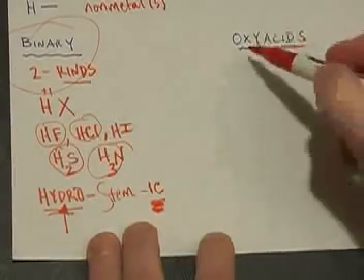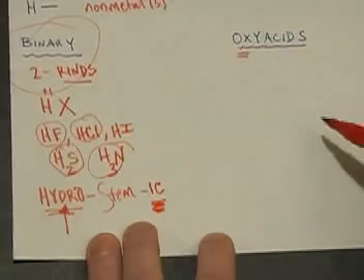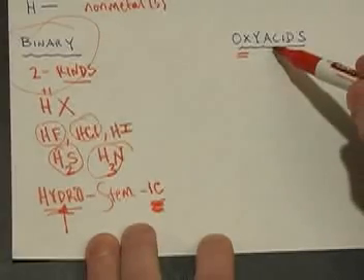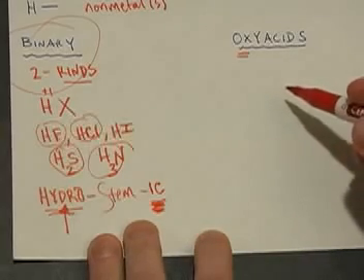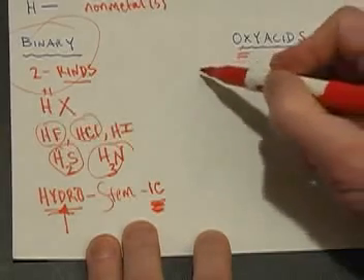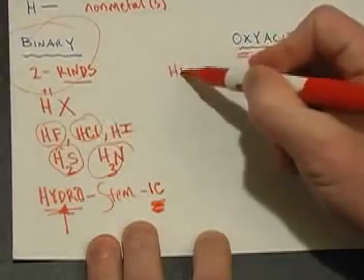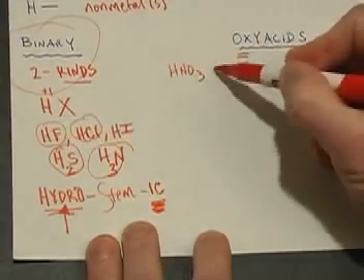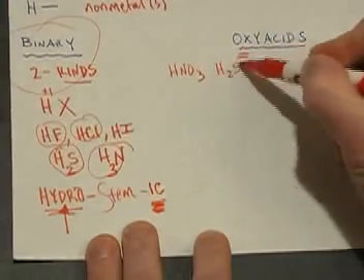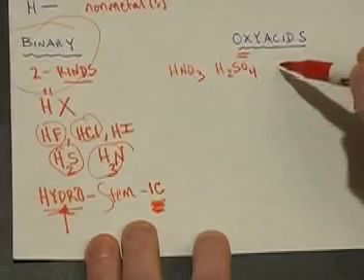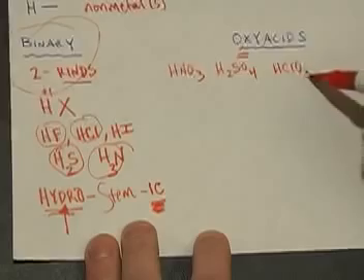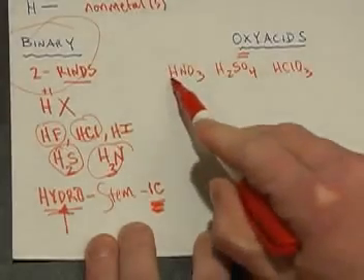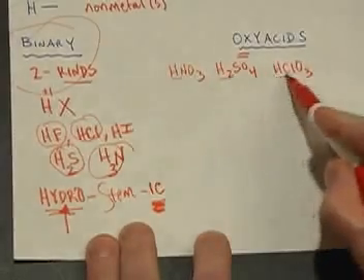Oxyacids, on the other hand, contain oxygen as well as a hydrogen, which all acids that we're learning about today have, and another non-metal. Oxyacid examples would be things like HNO3 or H2SO4 or HClO3. Notice how they have hydrogen at the front, just like all acids do.